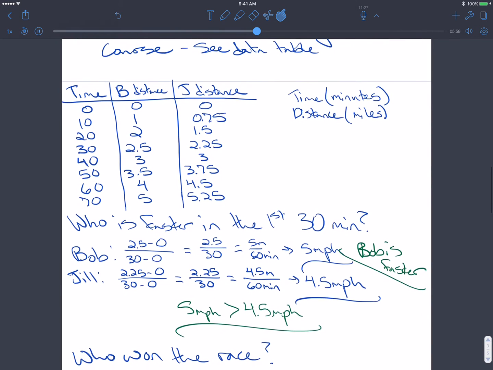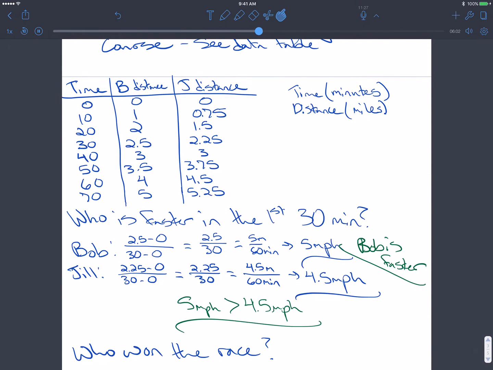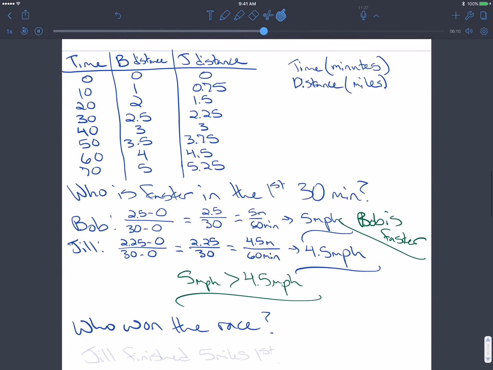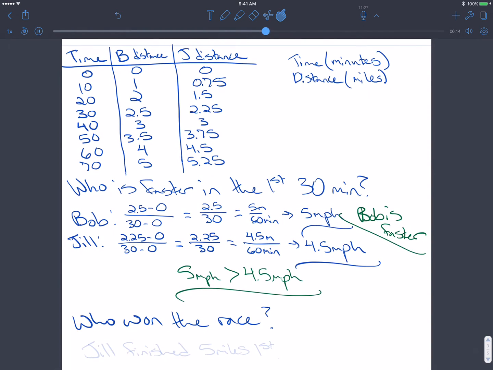Now, who won the race? Who actually finished the 5 miles first? You can see that Bob finished the 5 miles at 70 minutes. And you can see that at that same time, Jill was at 5.25 miles. So she hit it before the 70 minutes, which implies that Jill actually finished the 5 miles first.